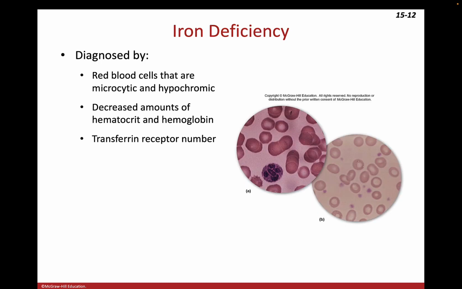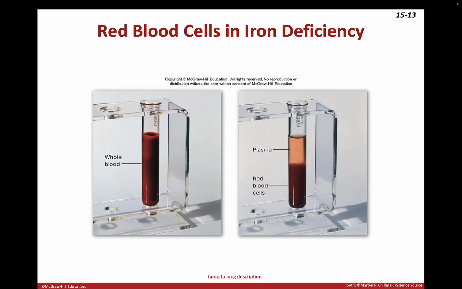Now, how this is diagnosed is by red blood cells that are microcytic and hypochromic. This means that there's decreased amounts of hematocrit and hemoglobin and transferrin receptor numbers. So there generally are a number of blood tests that are taken to kind of determine the type of iron deficiency someone might have. Here we're looking at some differences in whole blood and red blood cells. So this would be part of the assessment of a sample to determine if there is actually an iron deficiency present.